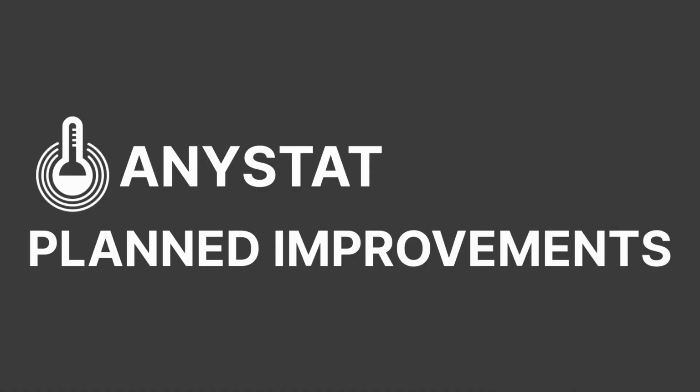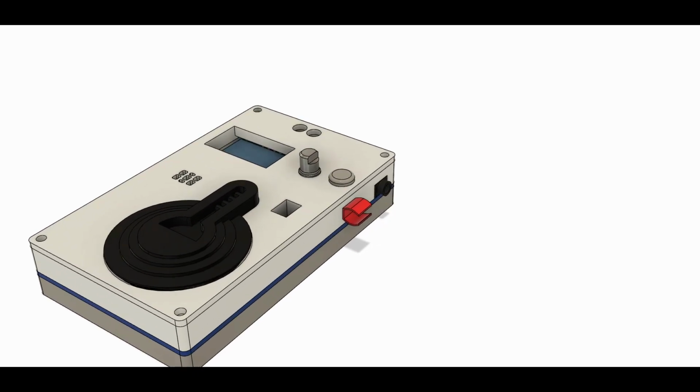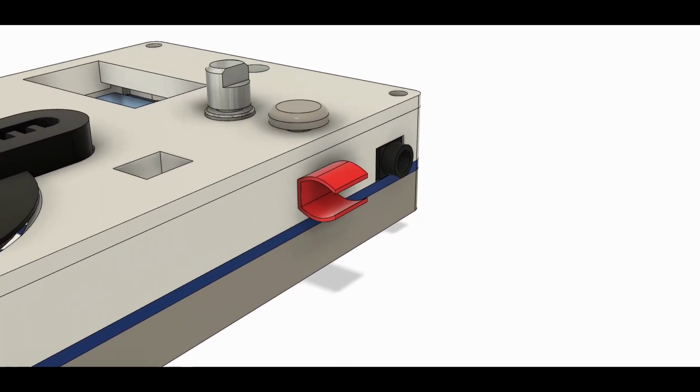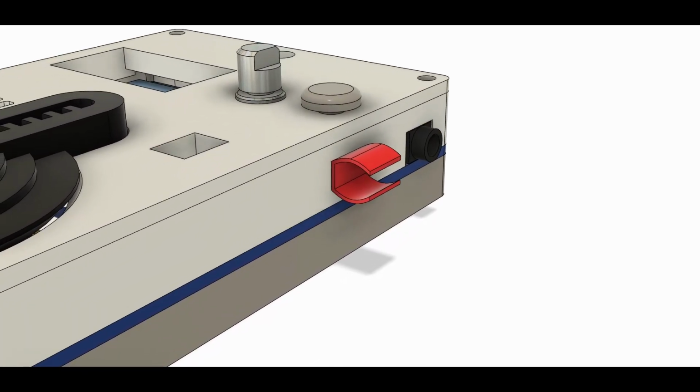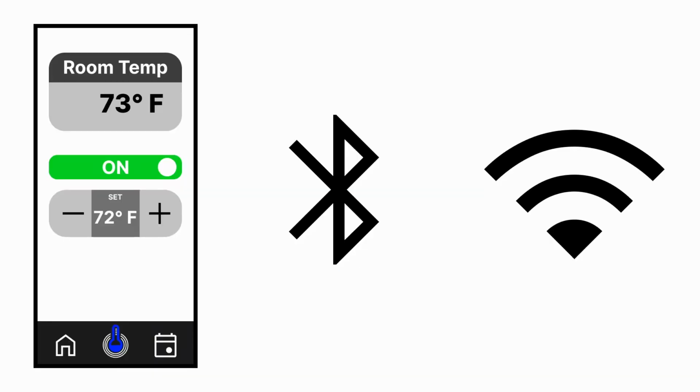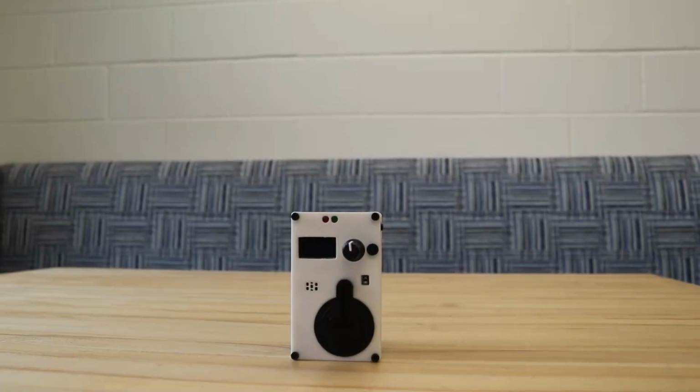As we prepare to bring this product to market, a few improvements are planned. Adding a mounting spot on ANYSTAT to put the signal LED will make the device more self-contained. And using the built-in Bluetooth and Wi-Fi functionality of the ESP32, we will create an app for remote control of the thermostat, along with setting schedules and being able to view historical temperature and humidity trends in your room.